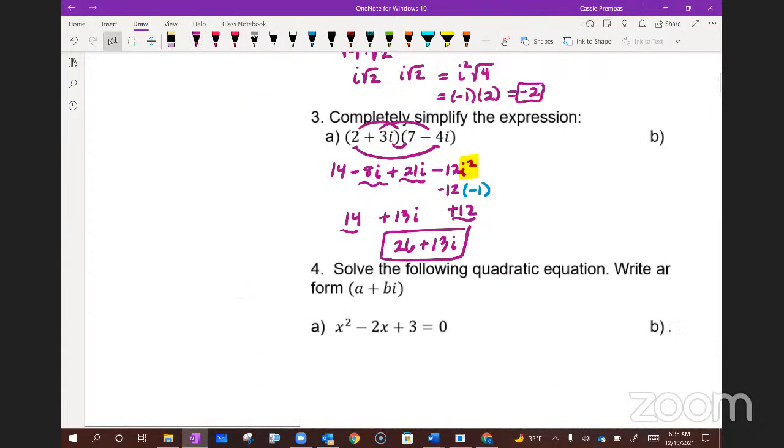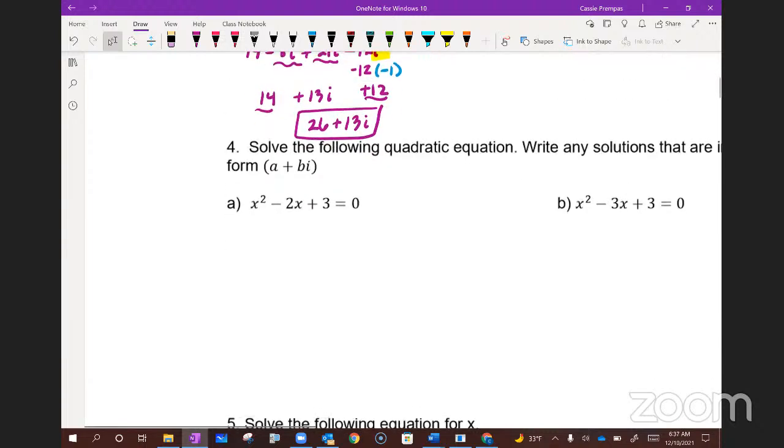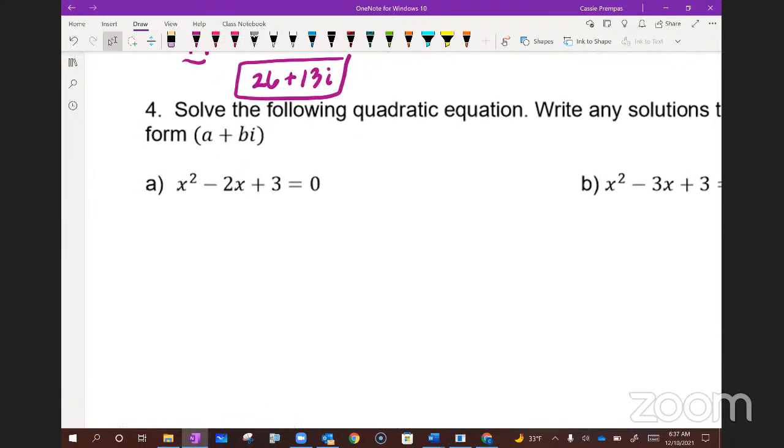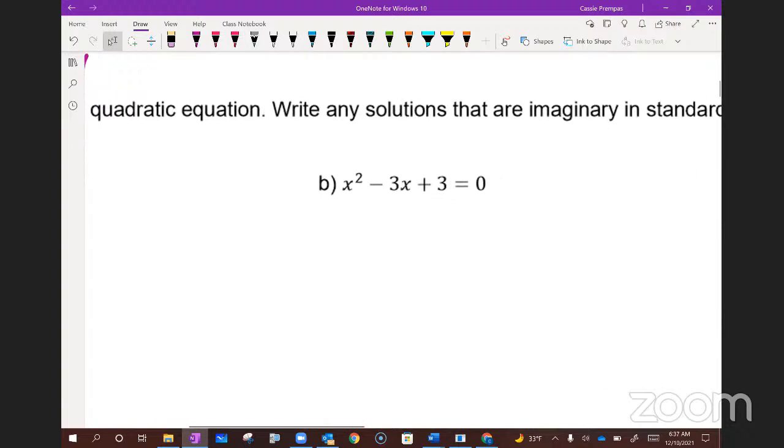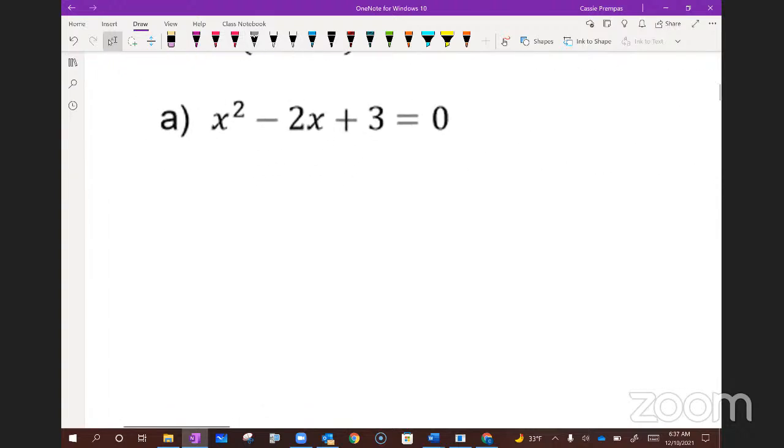Moving on down. And notice I'm not doing the B's because they're replicas, and that would be great for you guys to try on your own. Solve the following quadratic equation. Write any solutions that are imaginary in standard form. Oh, that means we'll most likely get imaginary.